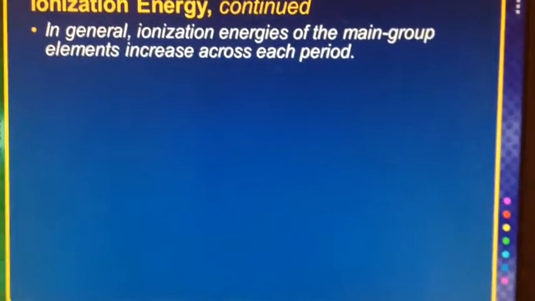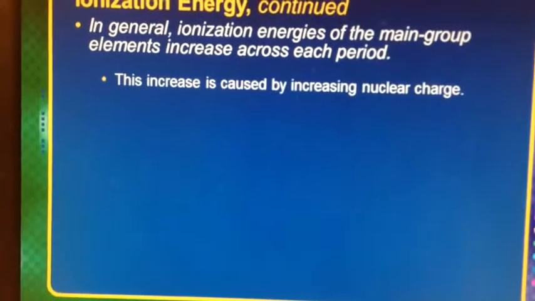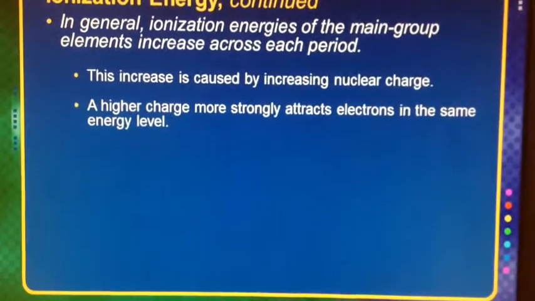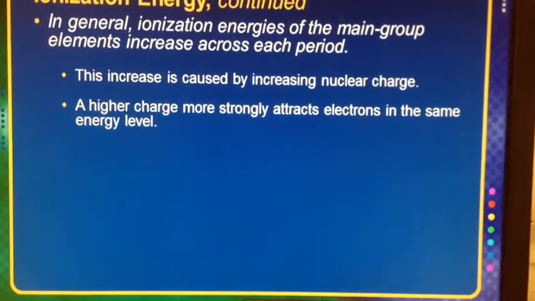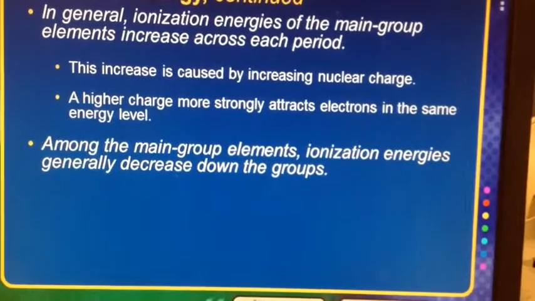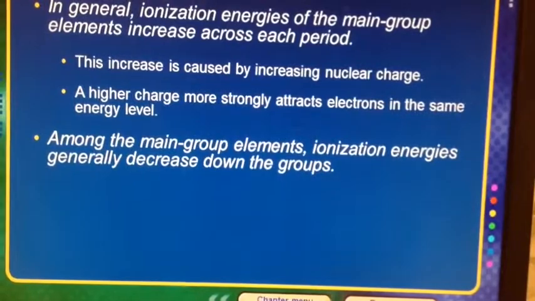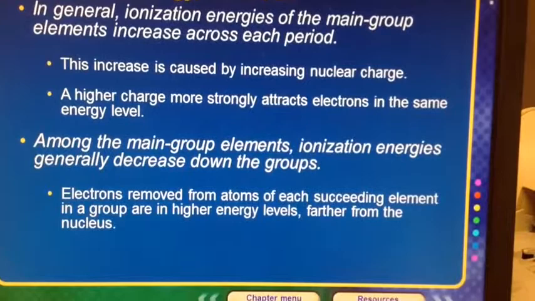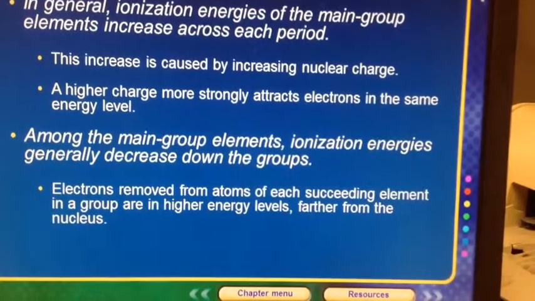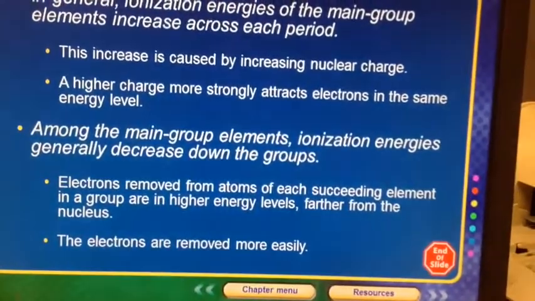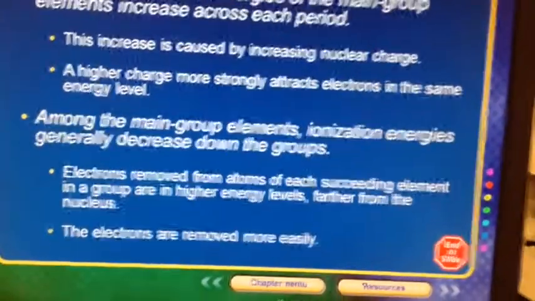In general, ionization energies of the main group of elements increase across the period. This increase is caused by increasing nuclear charge. The higher the charge, the more strongly it attracts the electrons in the same energy level. Among the main group of elements, ionization energies generally decrease as you go down the groups. The electrons removed from atoms of each succeeding element in a group are in higher energy levels, further from the nucleus. The electrons are more easily removed.